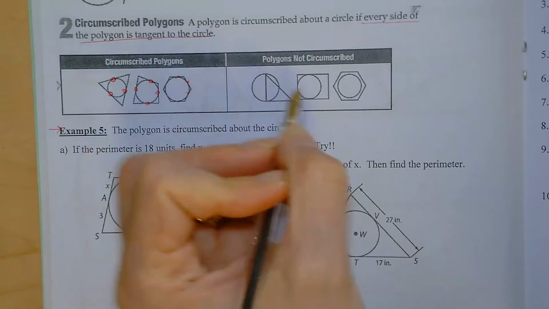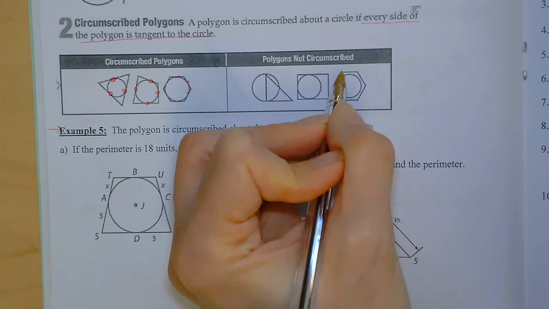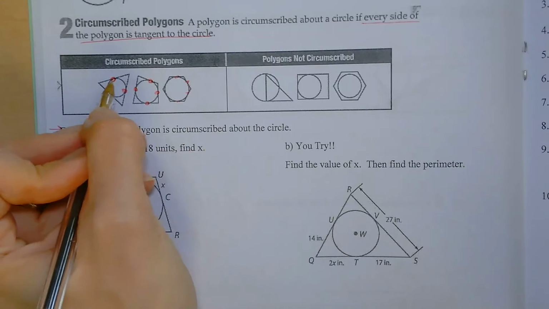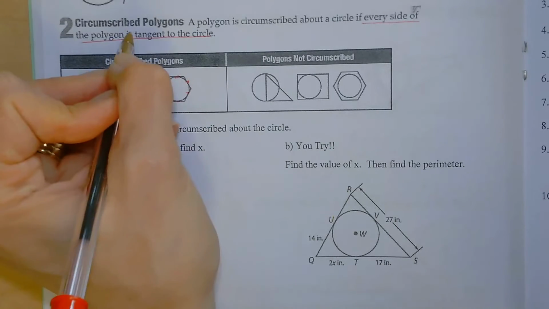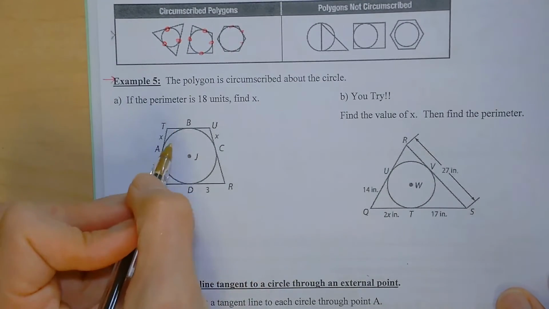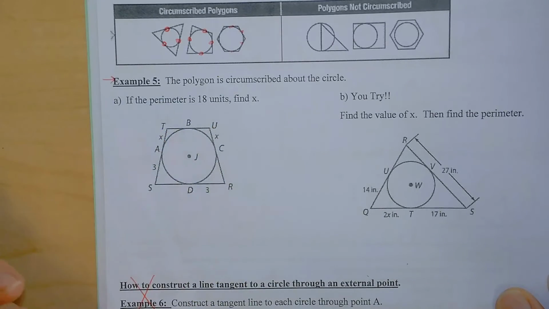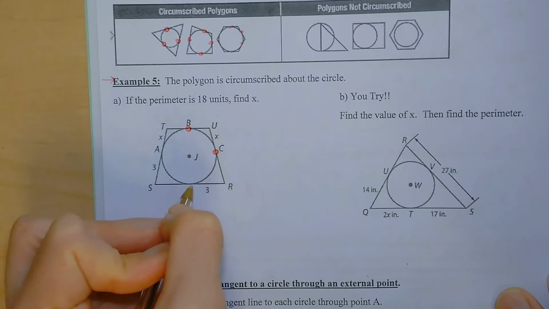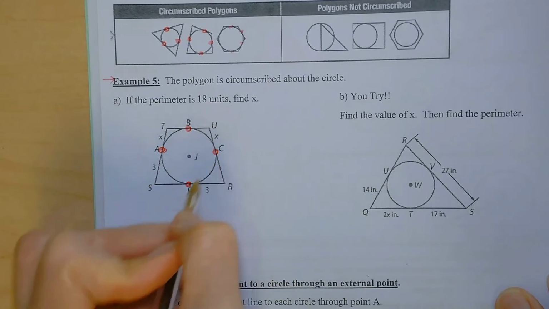And then you can see how these don't work because this side is not touching, and the circle is not touching each side. All right, so as long as I know that the circle is touching each side of the polygon, then I know that I can consider it to be tangent to the circle. So using that idea, we're going to take this circle, which is inscribed, and this polygon, which is circumscribed, and I'm going to put dots on every time the circle hits one of the sides of the polygon. Those are all points of tangency.